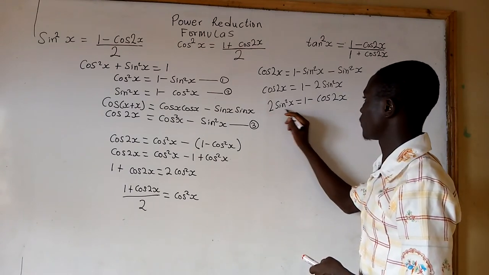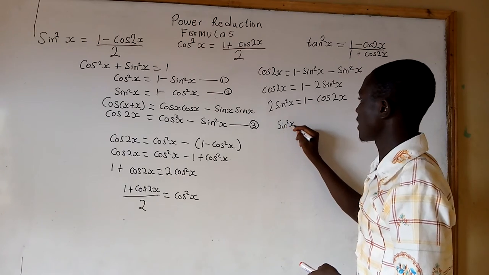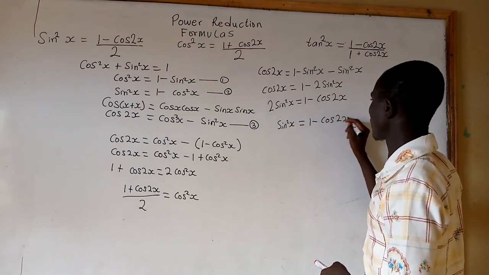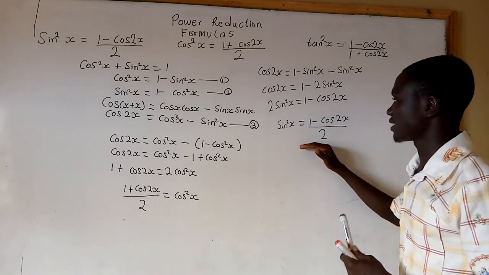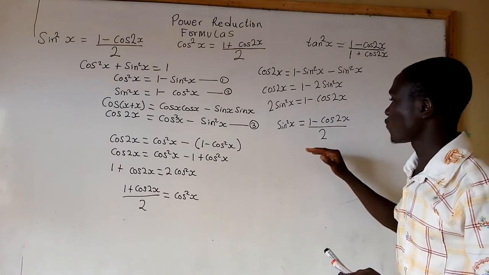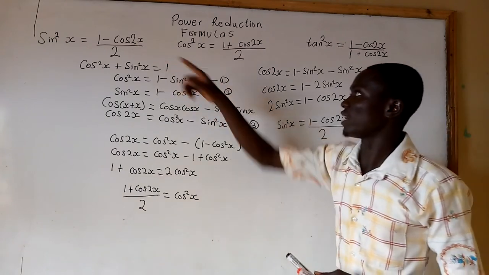If we divide here by 2 and divide here by 2, sine squared x equal to 1 minus cos 2x divided by 2. And this is the power reducing formula, or the power reduction formula, for sine squared x, as we have here.